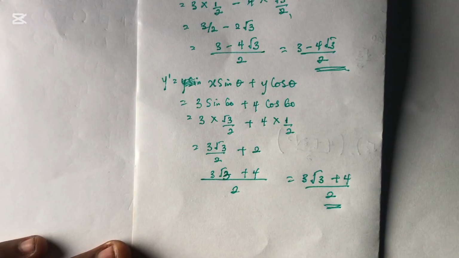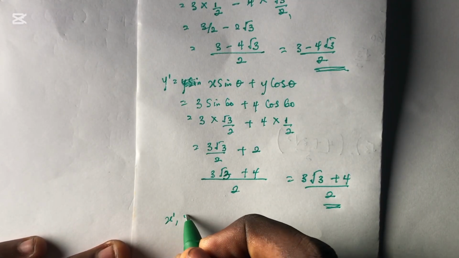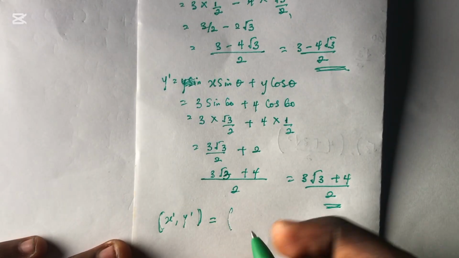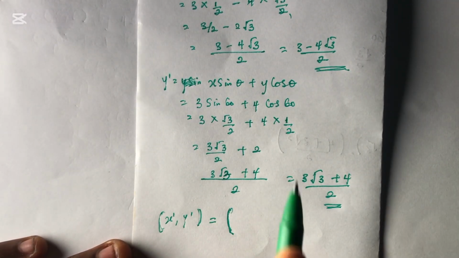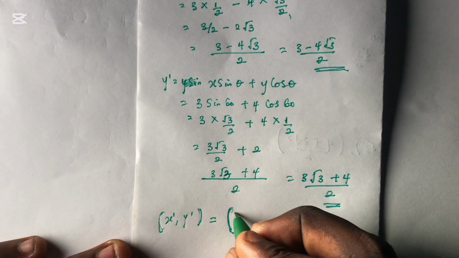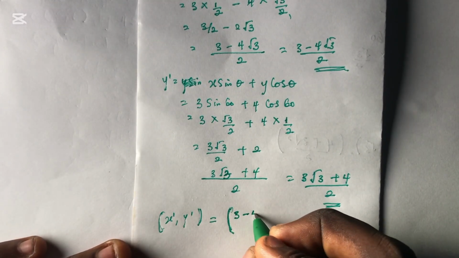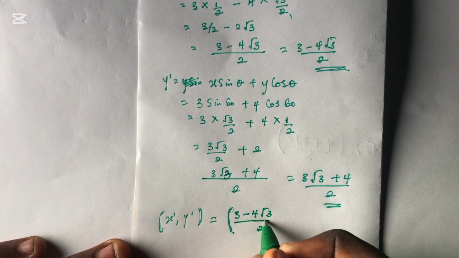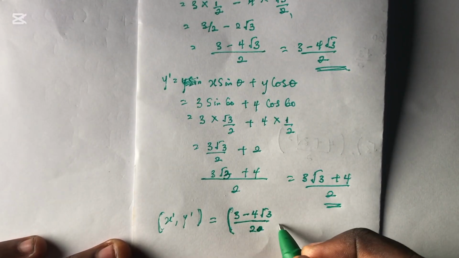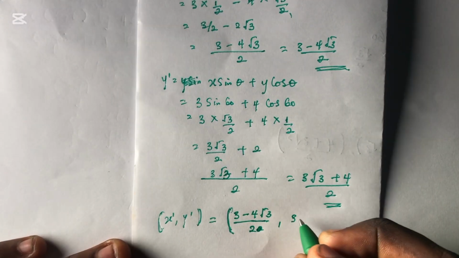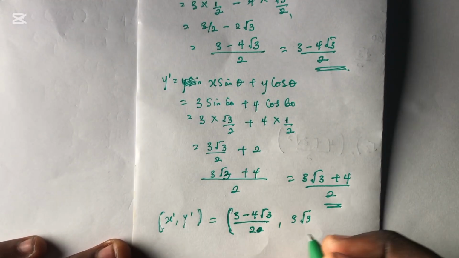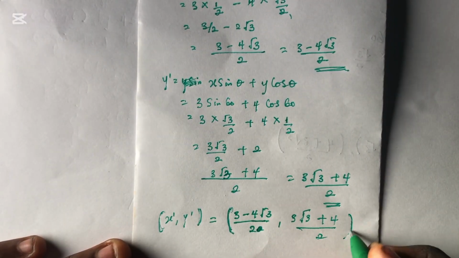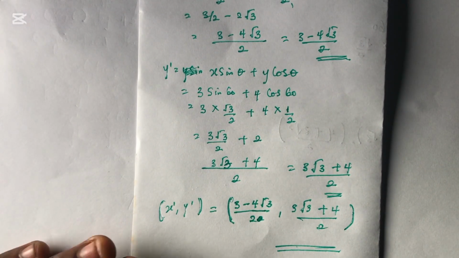So our final answer is going to be x prime comma y prime. What's my x prime? My x prime is 3 minus 4 root 3 over 2, everything over 2 here. Then comma, for my y prime, 3 root 3 plus 4 divided by 2. Alright, so this is my final answer.